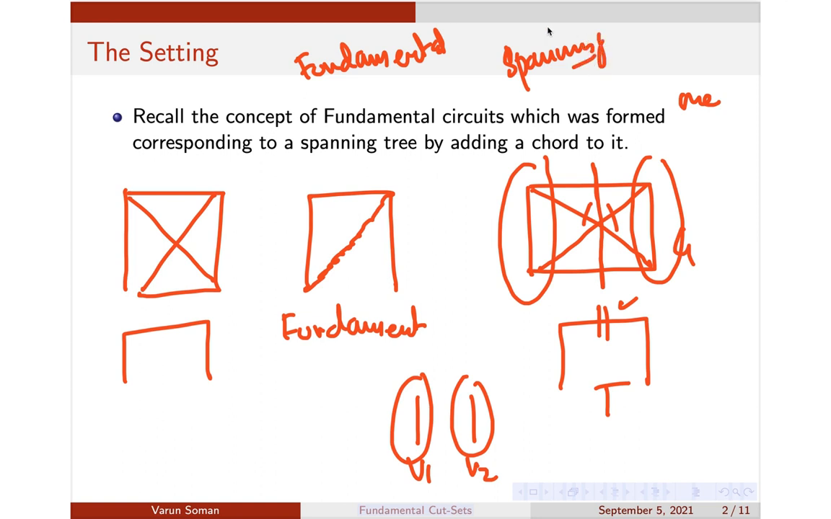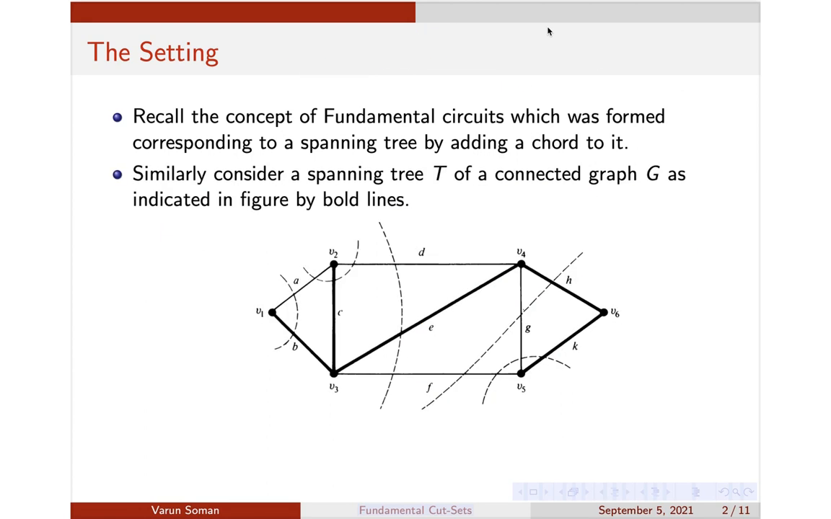So a fundamental circuit is basically a circuit obtained by adding exactly one chord to a spanning tree, and a fundamental cut set is a cut set containing exactly one branch of a spanning tree. So that is the idea. Okay, so we can see some fundamental cut sets here.